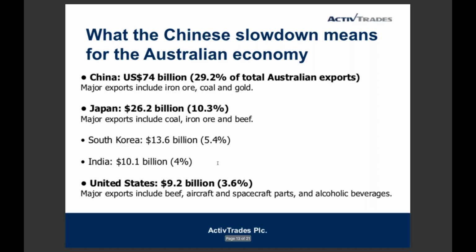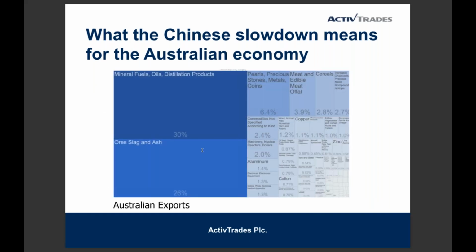However, for Australia, China nearly makes 30% of total Australian exports, and those exports, as I put here, are iron ore, coal, and gold. If you look just below, Japan has a similar, they import from Australia similar things, but they also take soft commodities like beef. Australia exports are heavily weighted towards the mining industry, and iron ore, slag and ash, minerals, and oils, distillation products, are far greater than the soft ones like meat and cereals. So an Australian economy is an export economy, and you need to be mindful that they're exporting a lot of mined goods.